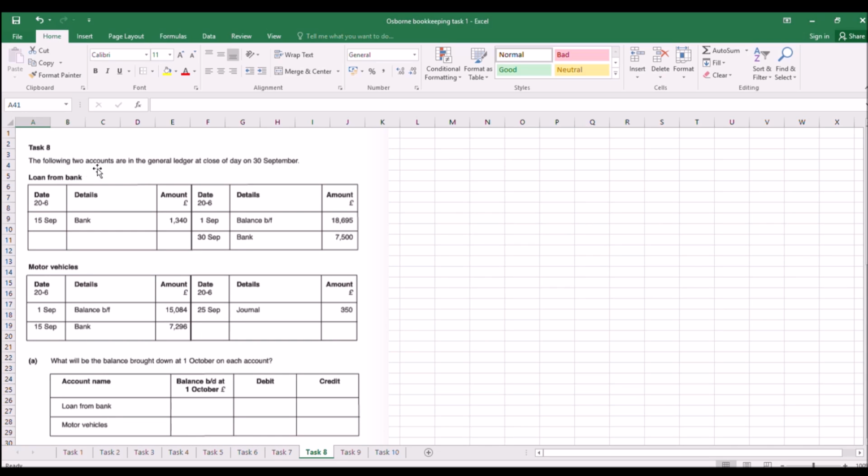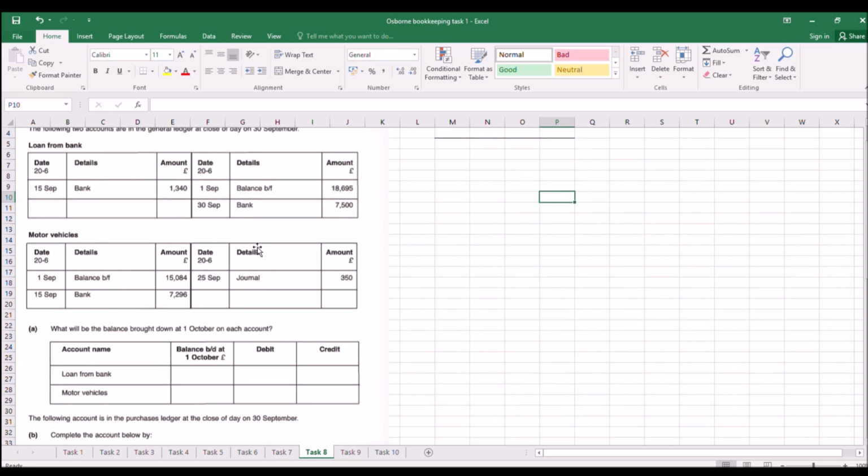Task number 8 then. The following two accounts in the general ledger at the close of 30th September. So we've got our loans from the bank here. So we've got our credit, our money out item, our liabilities to non-shareholders, our liabilities. Loans from the bank here, this figure here, and we've got motor vehicles. Right, now, that would be called a fixed asset in the entire world. AAT will call it a non-current asset in here. So this is an asset because we're going to use it to make money in the future, an asset, and then money in item, positive, debits.